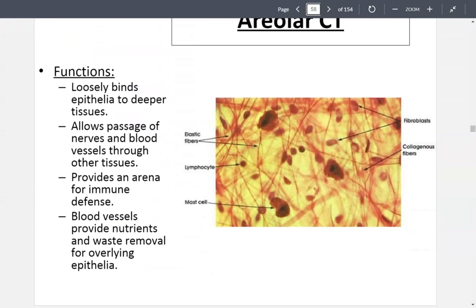blood vessels provide nutrients and waste exchange to those underlying or overlying epithelium. Because remember, epithelial tissues tend not to be vascular. So they have to get their nutrients and their oxygen up to them through diffusion.